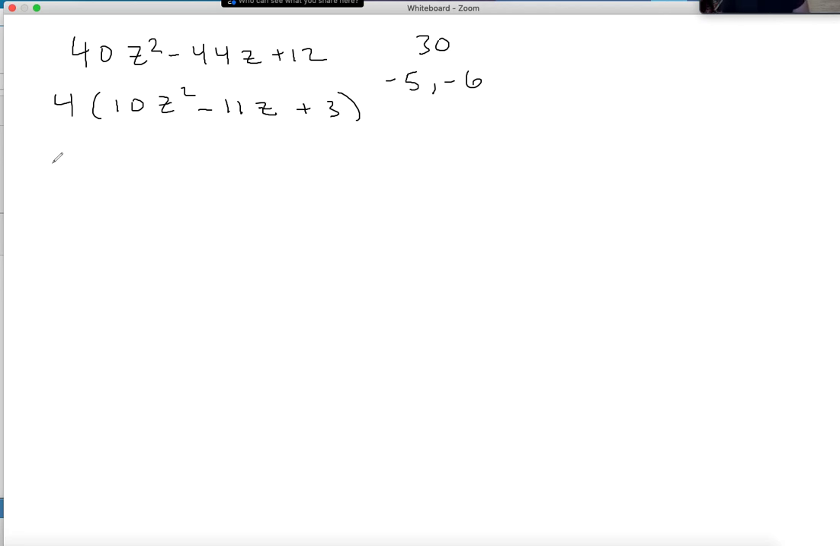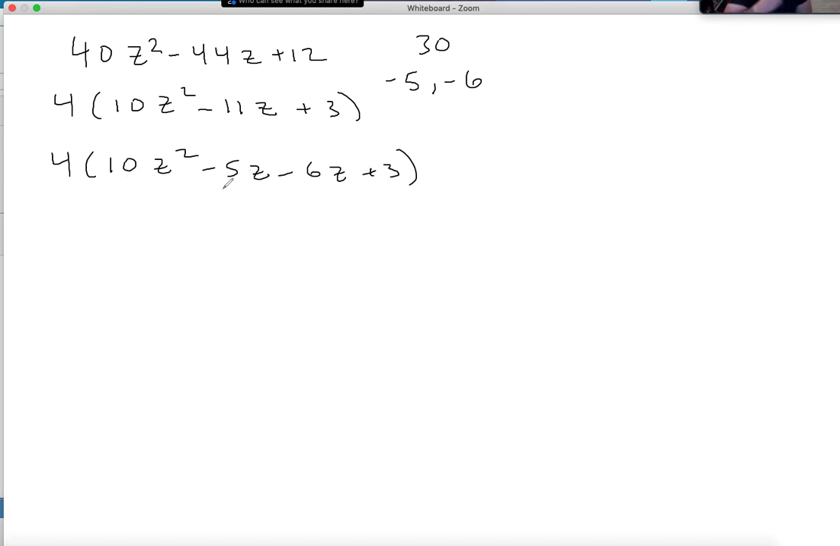I'll show AC first, and I'll show the thing that I don't love about this right here. So when we do AC, we rewrite this middle term using these twos. Let me get that written out. Minus 5z, minus 6z, plus 3. And now we've turned it into a 4-term grouping problem.